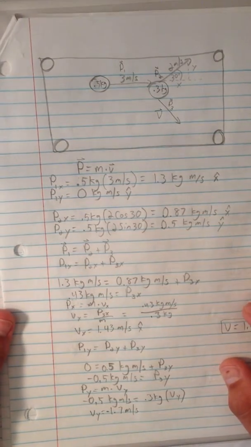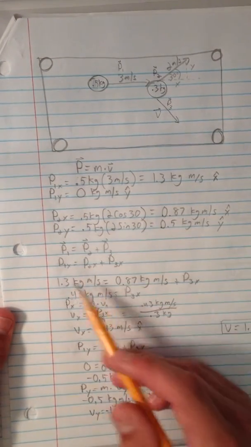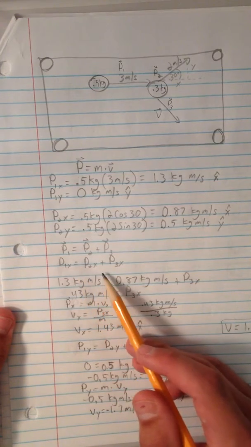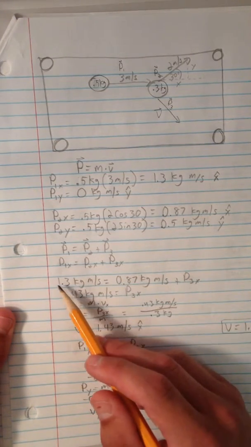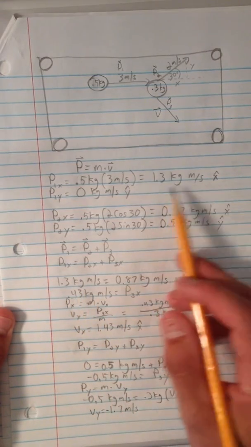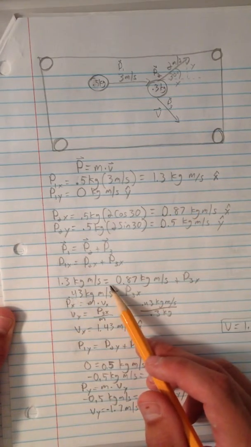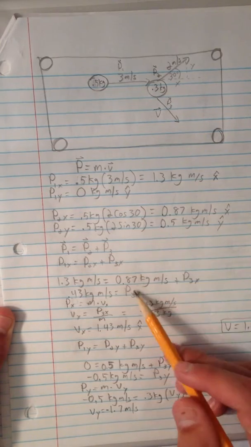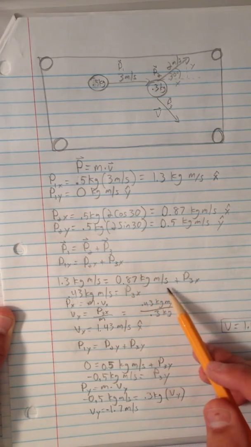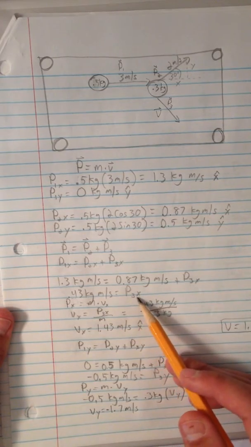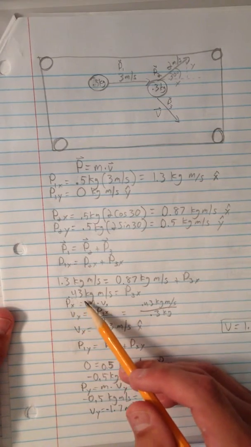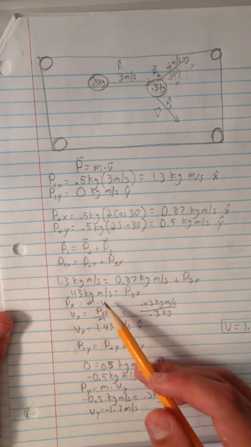So let's break this into components. P1x is going to equal P2x plus P3x. P1x is 1.3 kilogram meters per second, which we found right here, and it equals P2x, which we found is 0.87 kilogram meters per second, plus P3x, which is what we're looking for. We solve for P3x and we end up with 0.43 kilogram meters per second.